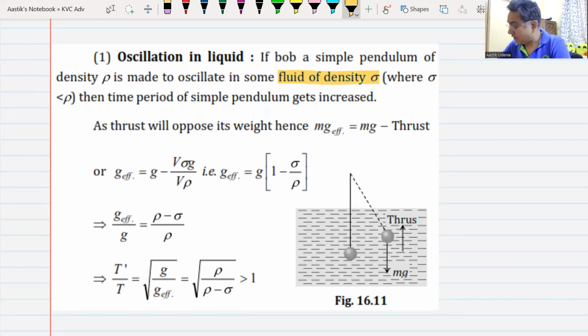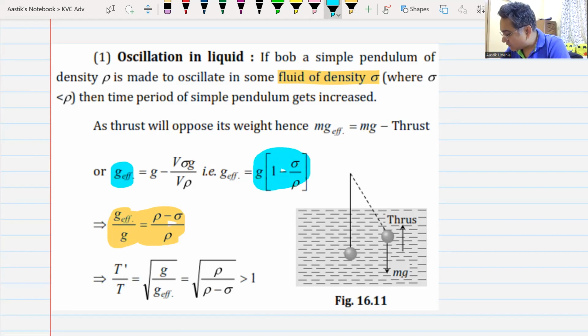So if you look at the effective value of G, your effective value of G will become weight minus buoyant force divided by mass. Do we understand this? Yes, sir. So that is how you can find this. You don't have to write everything, just write the effective value of G becomes this much. So instead of G, you can just put the blue thing.